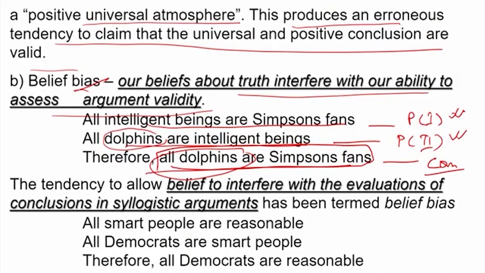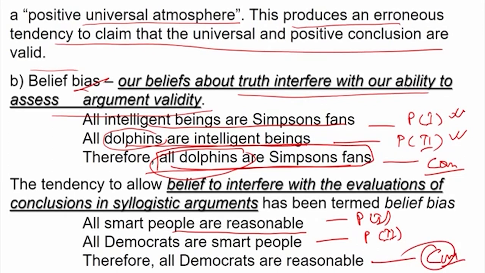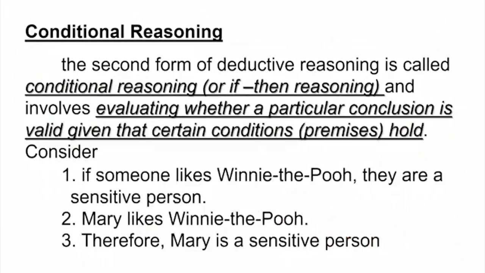For example, look at these statements: all smart people are reasonable. Premise 1, positively stated. All Democrats are smart people, positively stated. And this is the conclusion. When looking at statements 1 and 2, we look at the validity of the statement, but when looking at the conclusion, all Democrats are reasonable, given the fact that you are not a Democrat, you will never believe it. Your belief interferes and monitors this conclusion in terms of what you believe in and what you don't, and based on that it evaluates this statement not in terms of validity, but in terms of truth, and so it says it is not true, which is wrong.